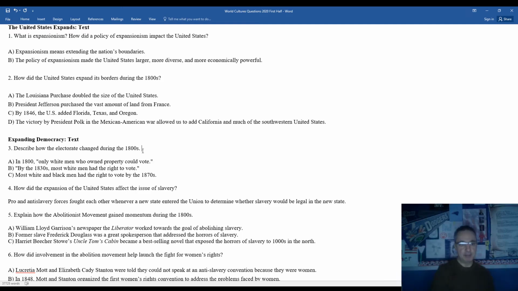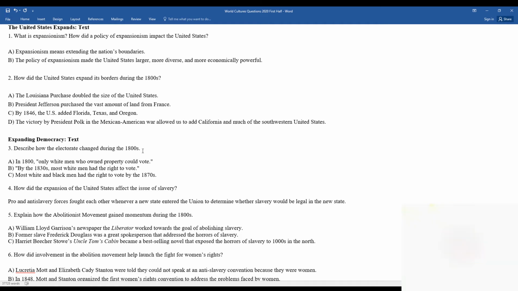Four, how the expansion of the United States impacted the issue of slavery. Pro and anti-slavery forces fought each other whenever a new state entered the Union to determine whether slavery would be legal in the new state or not.